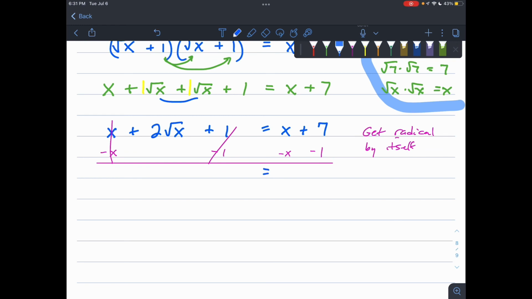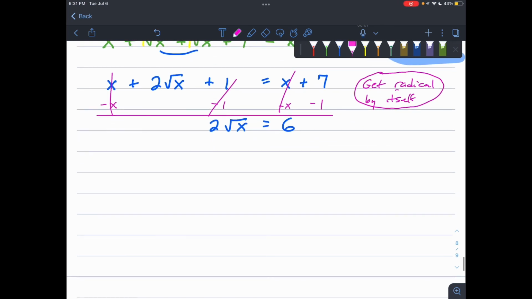Bring down the equals on the left. 2 square root of x on the right. x minus x, those just cancel out. And we're left with 7 minus 1, which is 6. So still wanting to get the radical completely by itself. So here we would divide, let me do a different color. Divide by 2. Those cancel out, and we're left with the square root of x equals 6 divided by 2, which is 3.